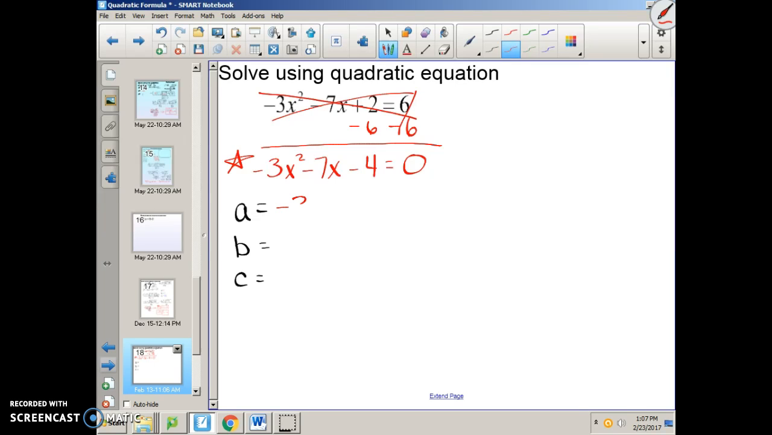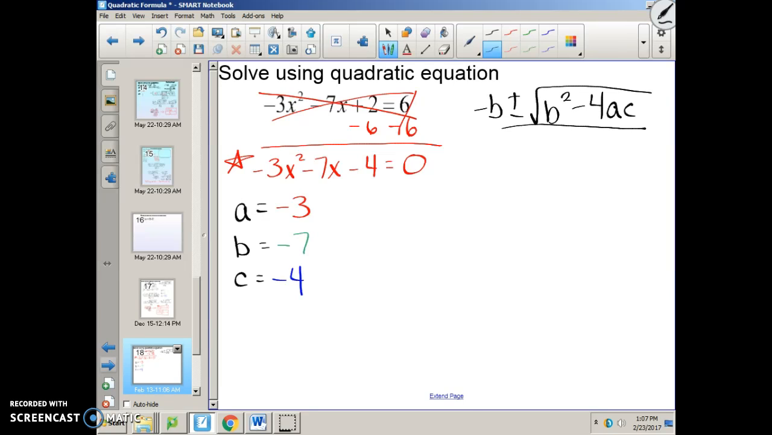a is equal to negative 3. That's the one attached to x squared. b is equal to negative 7. That's the one attached to the x. And c is the constant, the one all by its lonesome. That's negative 4. Ooh, we're going to have a lot of negatives thrown around here. So much fun. Reminder, here's your original formula. Negative b plus or minus the square root of b squared minus 4ac all over 2a.